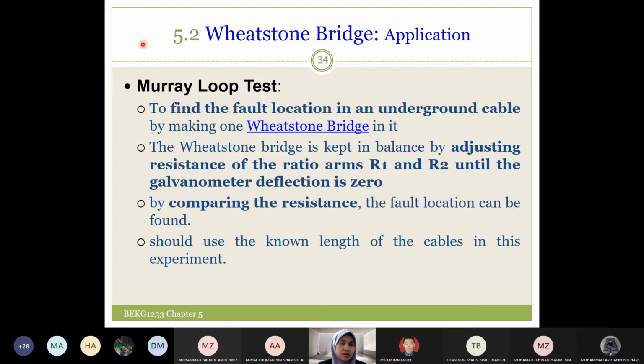Okay, but basically, the Murray loop test is conducted to find the fault location in an underground cable by making one Wheatstone bridge in it. The Wheatstone bridge is kept in balance by adjusting the resistance of the ratio arms R1 and R2 until the galvanometer deflection is 0. By comparing the resistance, the fault location can be found. You should use the known length of the cables in this experiment.